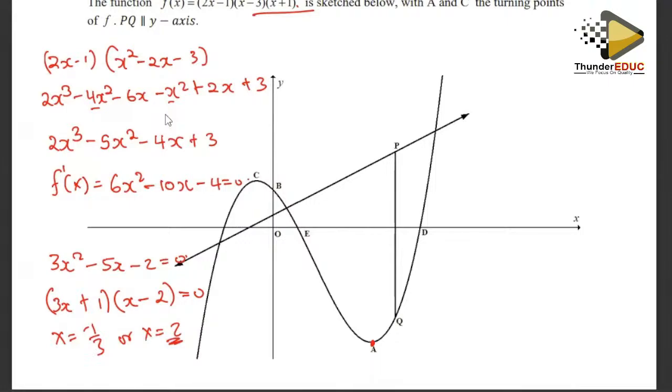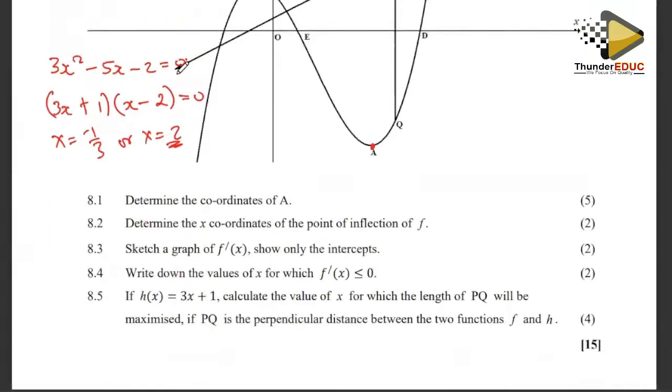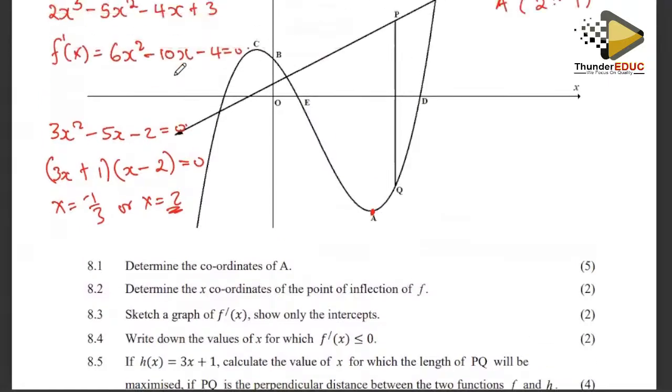Then we're going to get this 2, replace it back into f. It's quite a lot. No? So if I put a 2 here, that's going to be a 3. Put a 2 here, it's going to be a negative 1. Put a 2, it's going to be a 3. Meaning that it's a negative 9. So A is going to be 2 and negative 9. All right, so that will give us 5 marks. No? Then determine the x coordinates of the point of inflection.